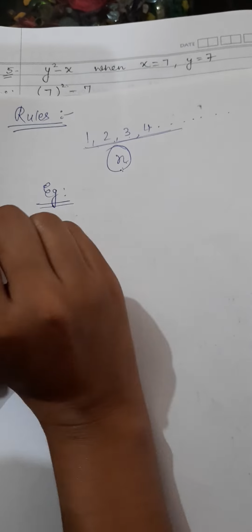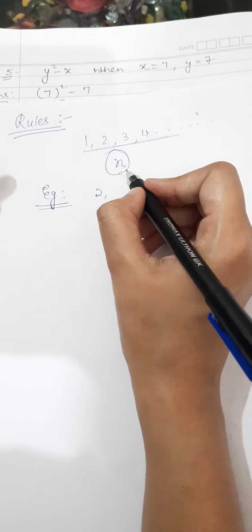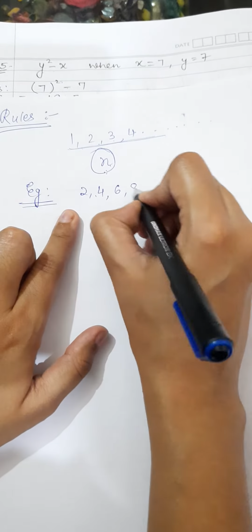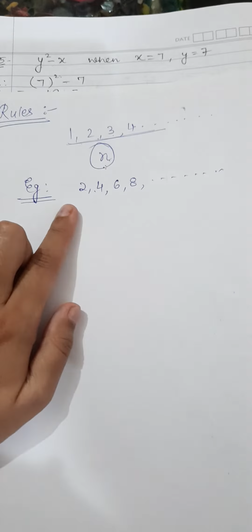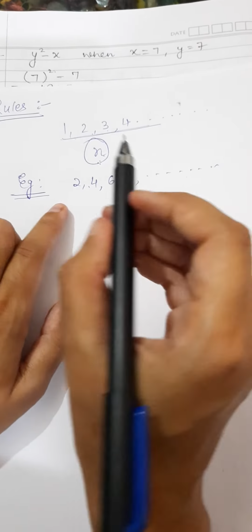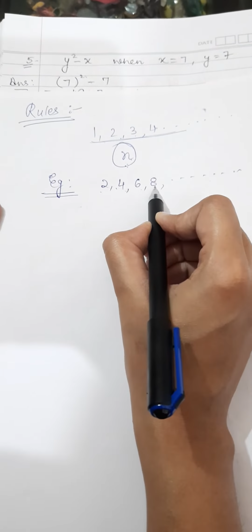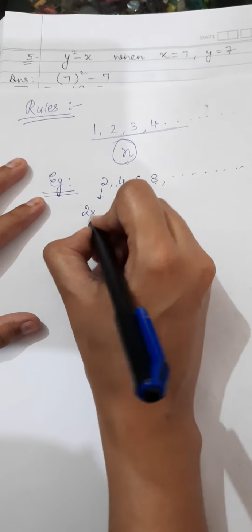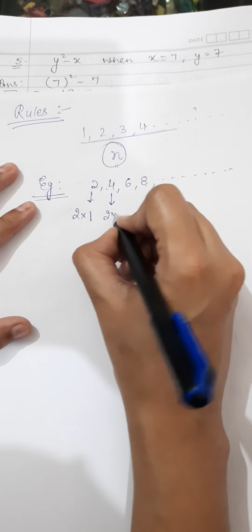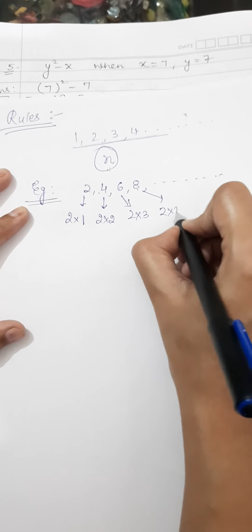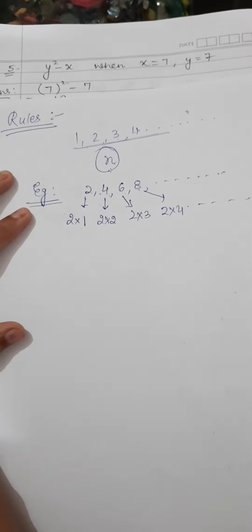For example, let us take one more example, of even numbers, or the multiples of 2: 2, 4, 6, 8 and so on. I have taken this pattern. Now you can see that this is the complete table of 2. 2 1s are 2, 2 2s are 4, 2 3s are 6, 2 4s are 8 and so on.